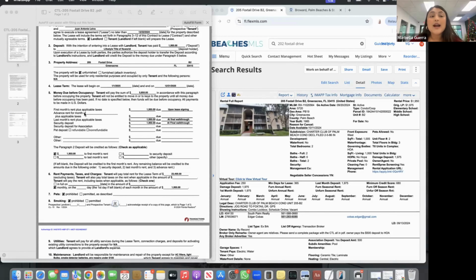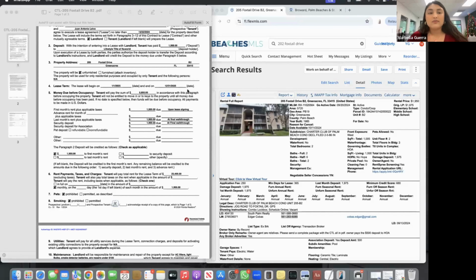The fourth paragraph is lease term. And the lease term is usually a year. As an agent, we are not allowed to go over a year. So you have to make sure that this term is exactly 1 year. In this case, my client would like to move in January 1st. For it to be exactly 1 year, the end date has to be 12/31 of the same year.